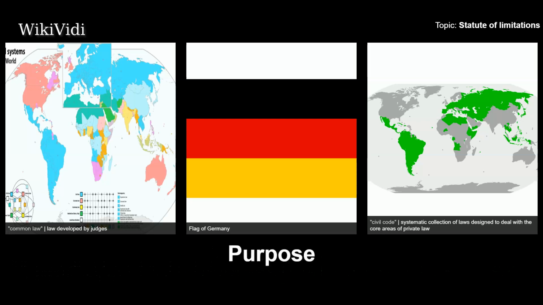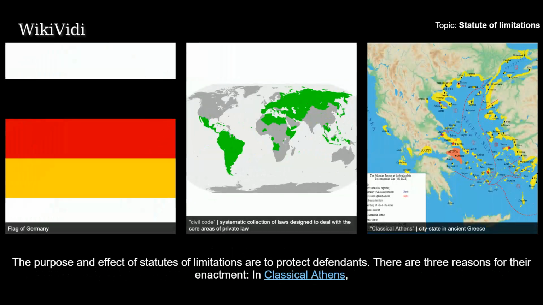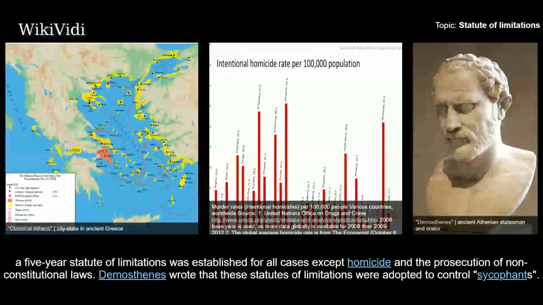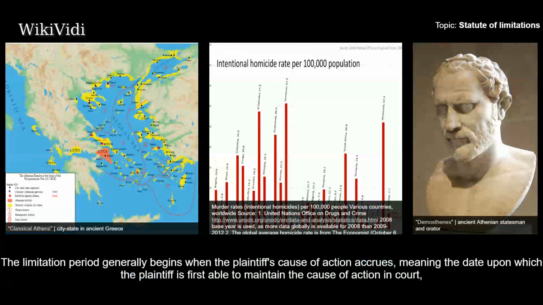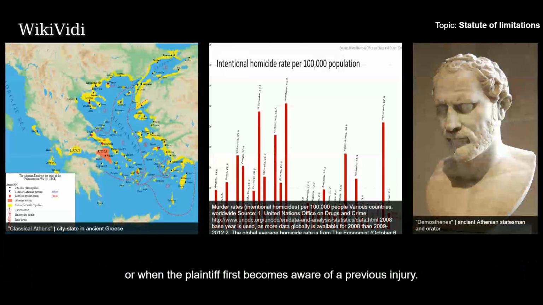Purpose. The purpose and effect of statutes of limitations are to protect defendants. There are 3 reasons for their enactment. In classical Athens, a 5-year statute of limitations was established for all cases except homicide and the prosecution of non-constitutional laws. Demosthenes wrote that these statutes of limitations were adopted to control sycophants. The limitation period generally begins when the plaintiff's cause of action accrues, meaning the date upon which the plaintiff is first able to maintain the cause of action in court, or when the plaintiff first becomes aware of a previous injury.